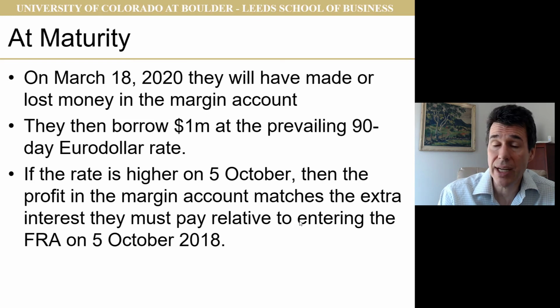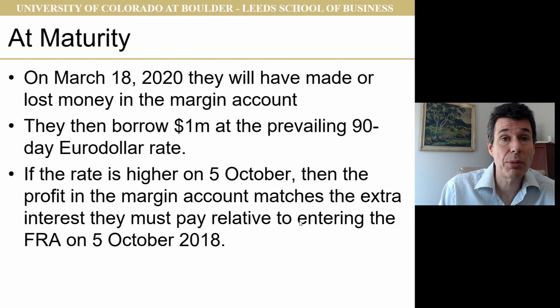They don't have to enter the FRA. This transaction that they're going to enter into, borrow $1 million at the prevailing 90-day rate in March, that's a more standard transaction, hopefully giving a lower transaction cost, smaller spread, and so they're able to capture the smaller spread.